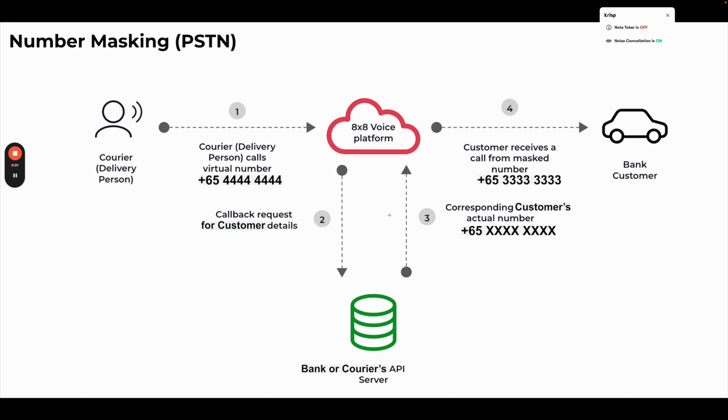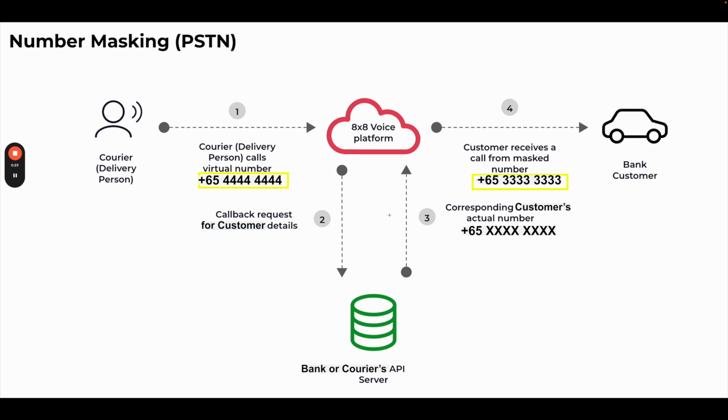This video is going to be a quick overview of 8x8's number masking service. This diagram shows a very common use case for number masking, which is a courier who is delivering something on behalf of a bank to a bank's customer. Now, the idea here is the courier and the bank customer will never know each other's real numbers. And one way to achieve that is using virtual numbers.